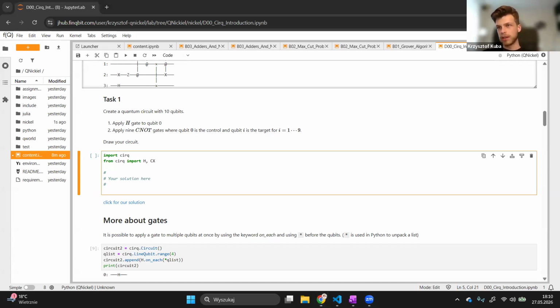Yeah, another question from chat: are the native gates different for IBM and Google? Probably yes, but I'm not sure about that, to be honest.